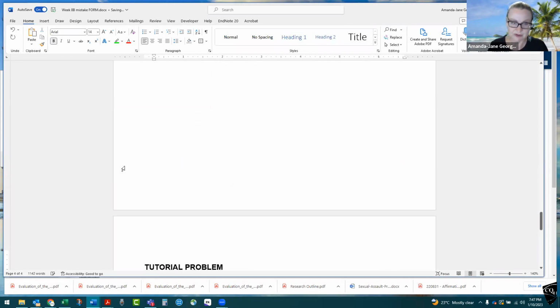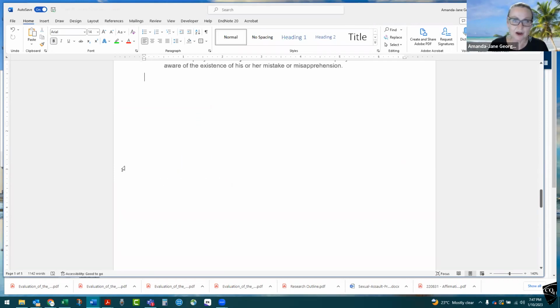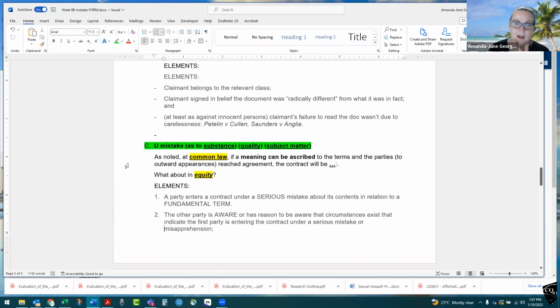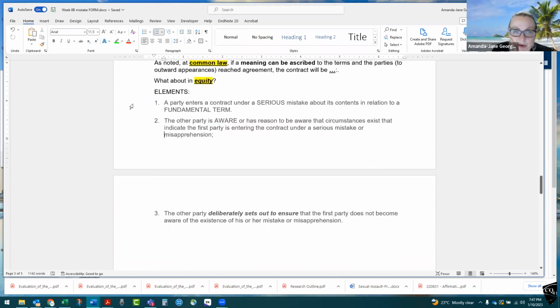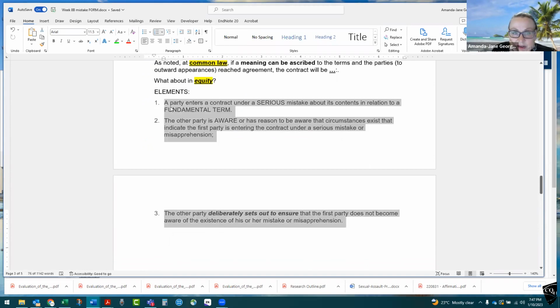So in Taylor and Johnson, of course, they could satisfy all of those elements. The poor old lady was under a serious mistake. Obviously, $15,000 total for selling all of your land is a lot different than, a hundred and whatever it was, thousand dollars. The other party knew that she was under this mistake of thinking that the contract said it was going to be a lot more than it was.